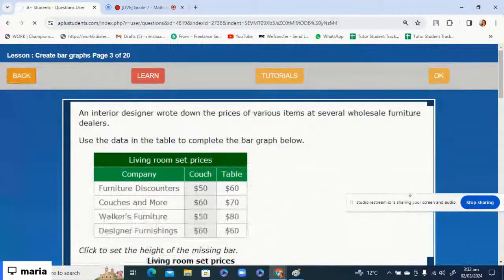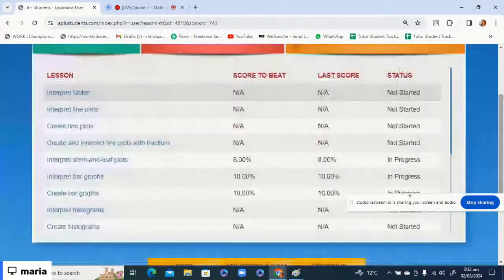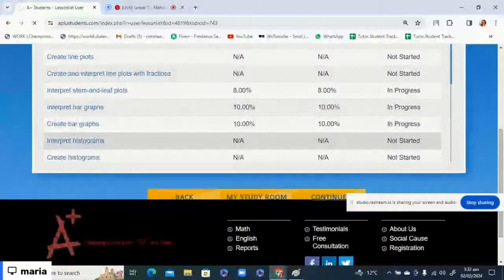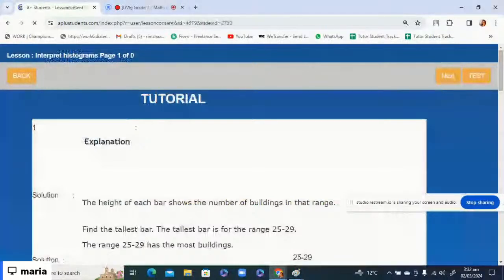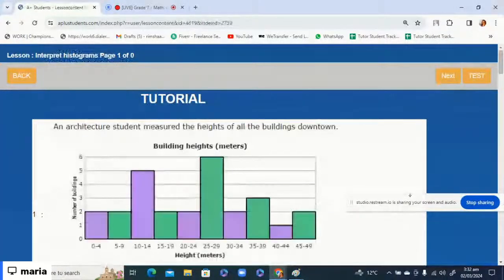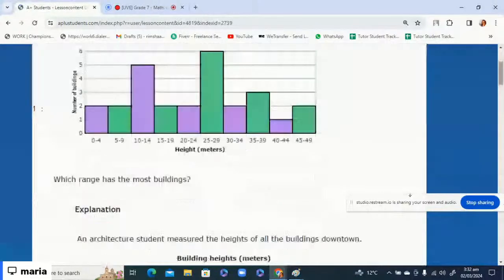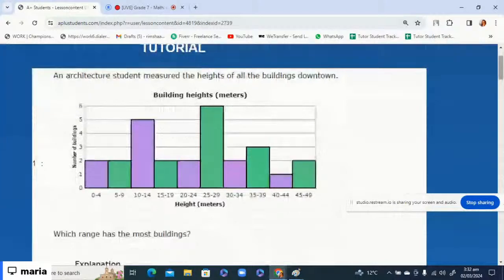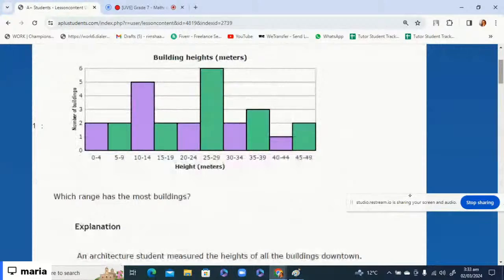Now let's do the last lesson for that chapter, which is interpreting the histogram. Okay, let's open. So here is the question which is given. Architecture students measured the height of all the buildings. This is the building height. Heights are given from 0 to 4 it's 2, from 5 to 9 it's 2 again. You can say which range has the most buildings.